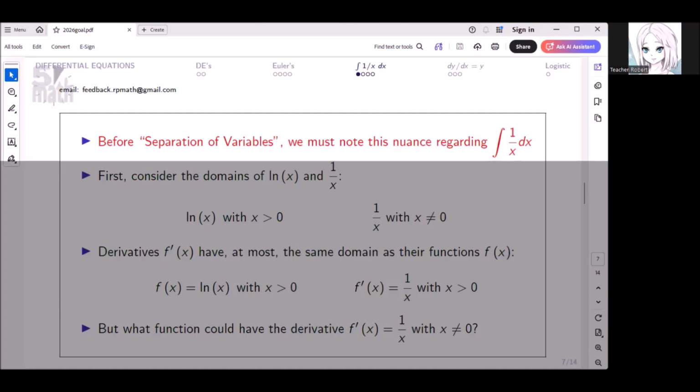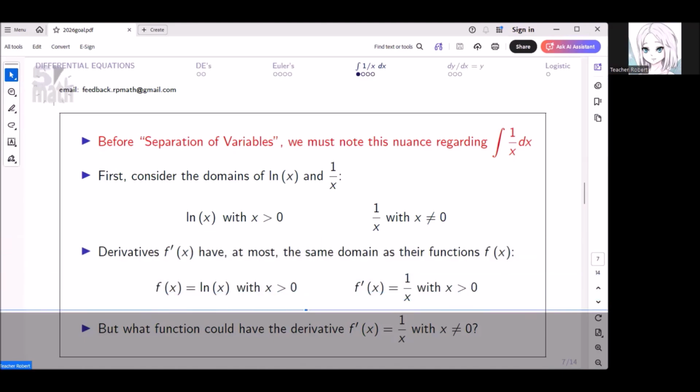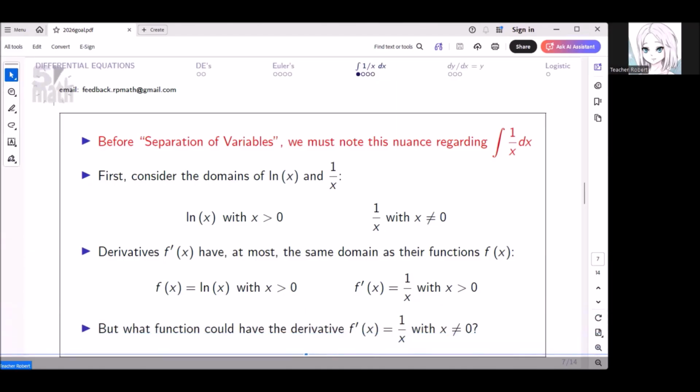Before separation of variables, we must note this nuance regarding the integral of 1 over x dx. First, consider the domains of ln x and 1 over x: ln x with x greater than 0, 1 over x with x not equal to 0. Derivatives f prime of x have, at most, the same domain as their functions f of x. F of x equals ln x with x greater than 0, f prime of x equals 1 over x with x greater than 0. But what function could have the derivative f prime of x equals 1 over x with x not equal to 0?